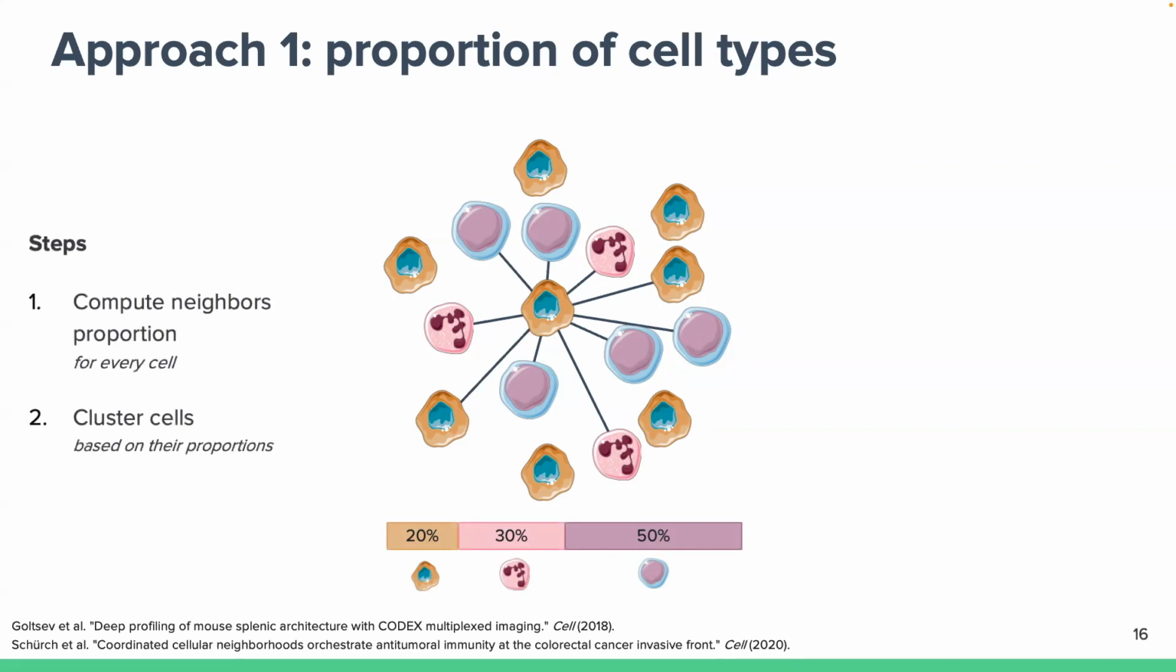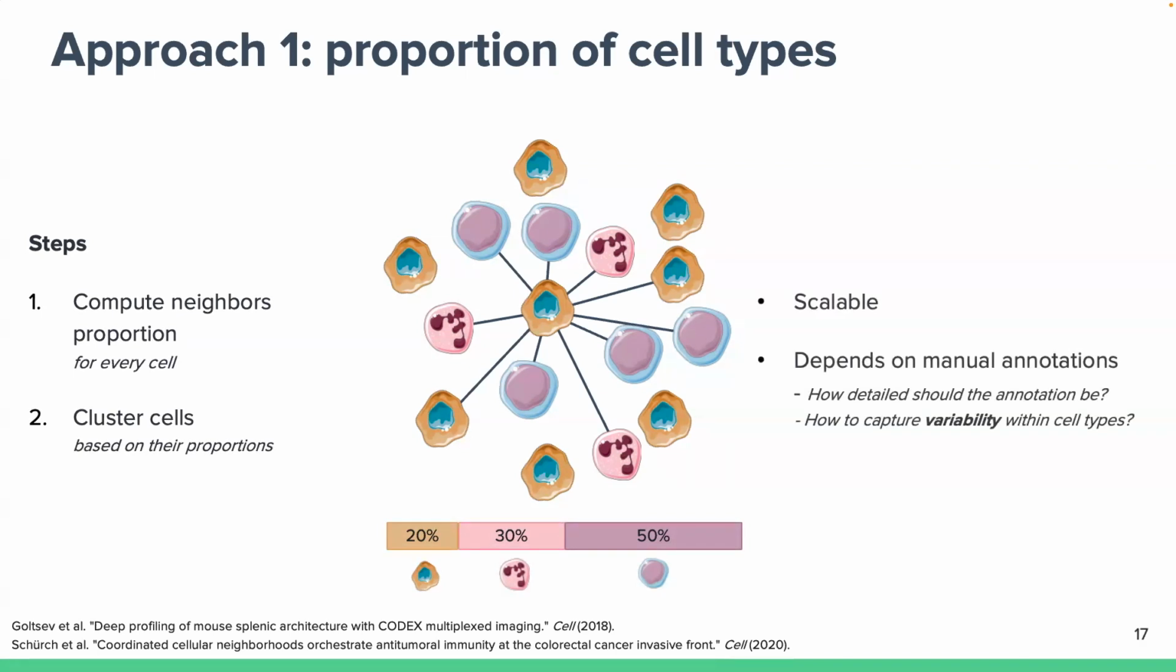If you do this for all the cells in the data set, then you will obtain the proportion of cell types in the neighborhood for all of these cells. You can use this information to cluster the cells, and so you will obtain domains based on this information. This has one big advantage, which is that the method is very scalable. Identifying neighbors, computing the proportion, and clustering is very, very scalable.